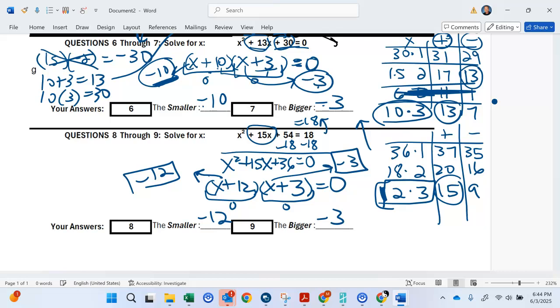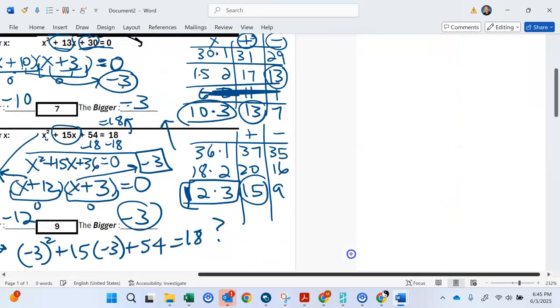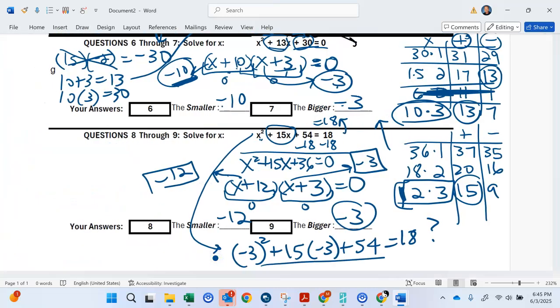And remember, we can put this number back into the equation right here. Let's take this one over here, the x squared. If this is the correct answer, let's see. Let's try it: negative 3 squared plus 15 times negative 3 plus 54. Is that equal to 18? Try it on your calculator, and if you do, it will be 18. So that's how you can check your answer, to make sure it's correct.